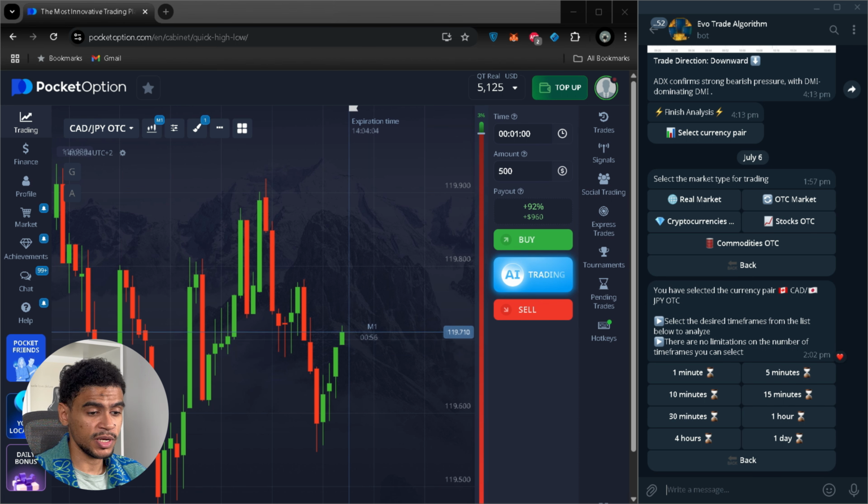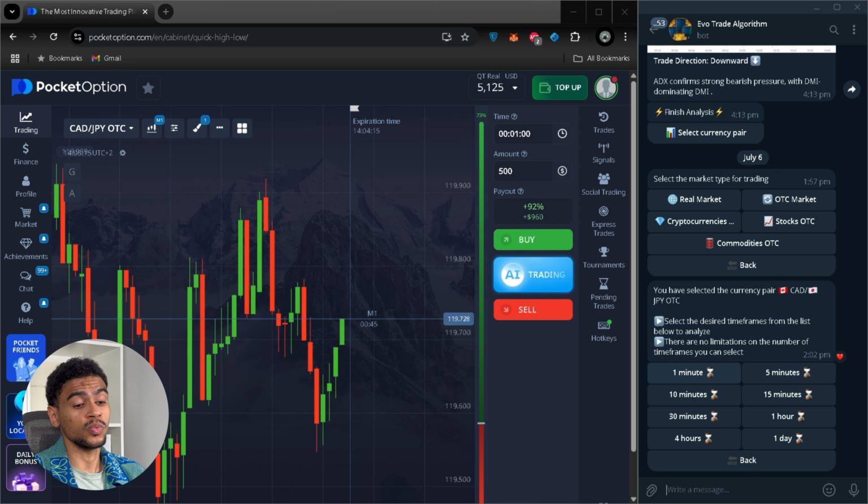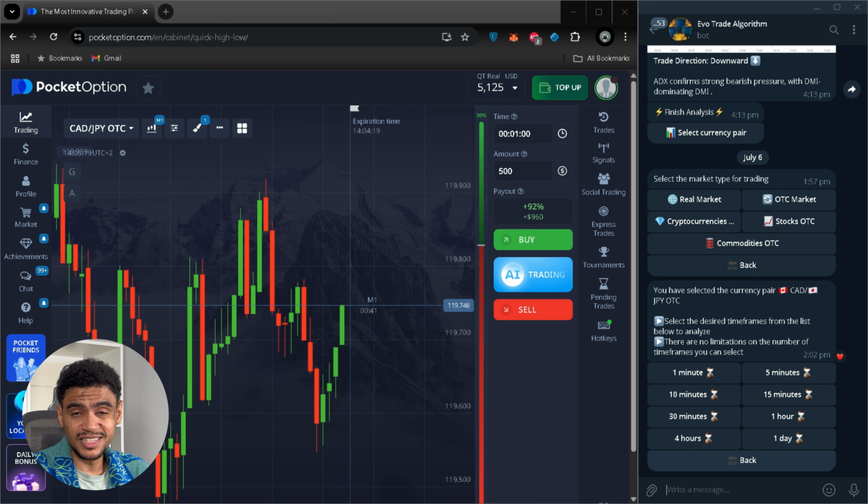We have 8 time frames ranging from 1 minute to 1 day, so you can select any of these, whichever is closer to you. For example, if you want to trade on 3 minutes, you can select 1 minute or 5 minutes. I would select 5 minutes. If you're trading on 1 minute, you can do 1 minute, and if you do 15, 20, 30 minutes, basically whatever your expiration time is suitable for you, you can select it from here.